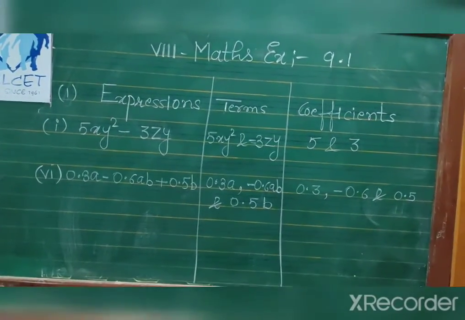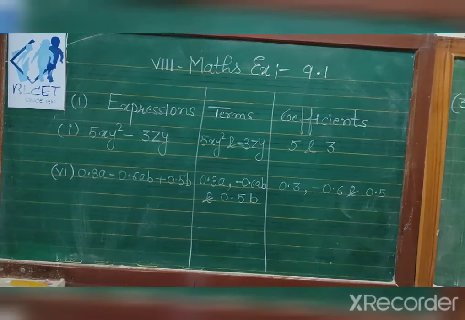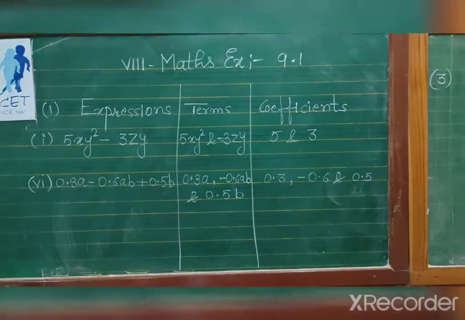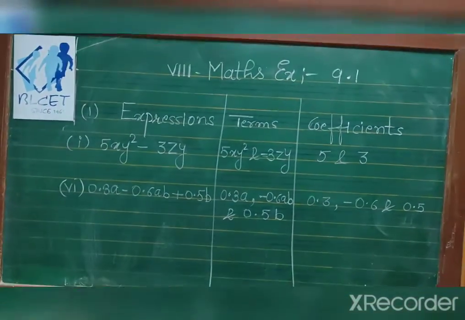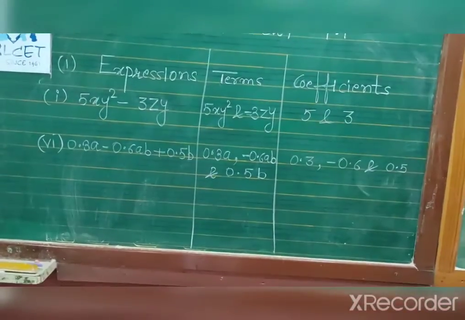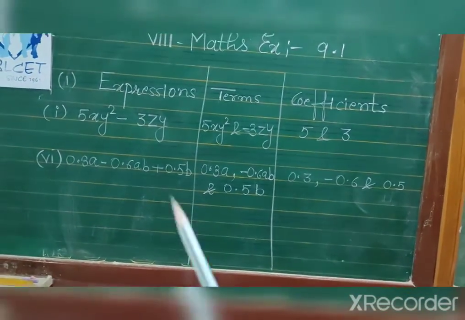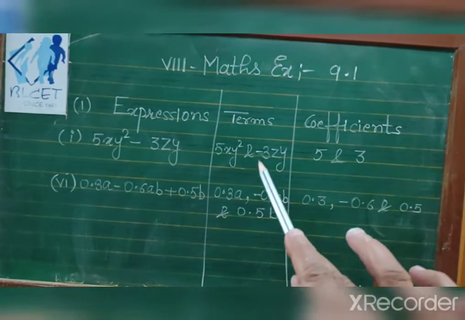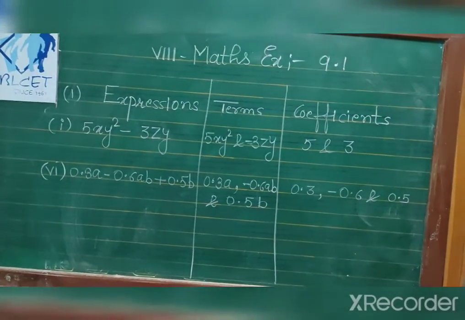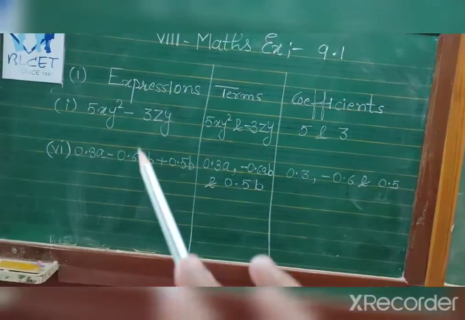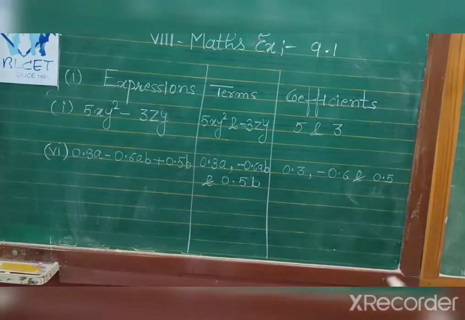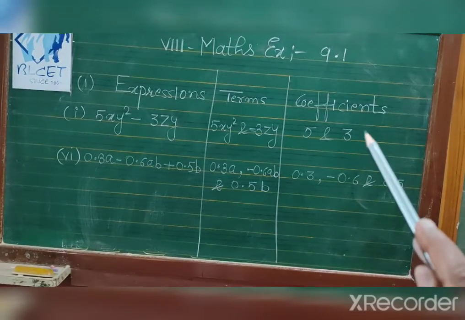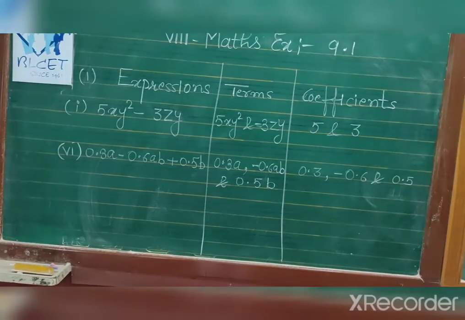We are talking about only numerical coefficients here, not variables. So terms: how do we divide the terms? With addition and negative signs. You can see here the first term and second term, 5xy square and minus 3zy, two terms in this expression. So it is a binomial, and the numerical coefficients are 5 and minus 3. I forgot to write minus 3 here, but you will write it.